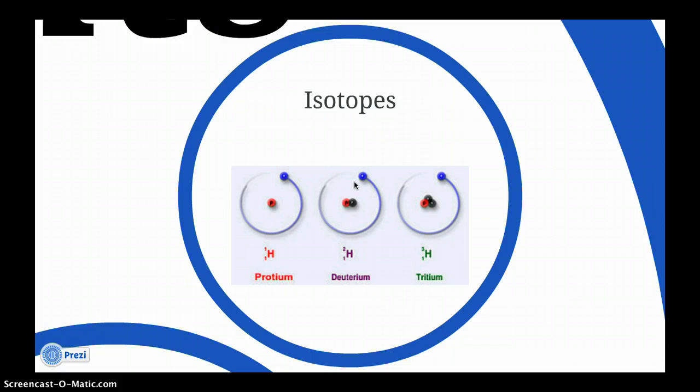Isotopes have many causes. Some may occur naturally, some may occur due to the decay and instability of an atom, thus creating a radioactive isotope, or it might be created artificially in a laboratory.